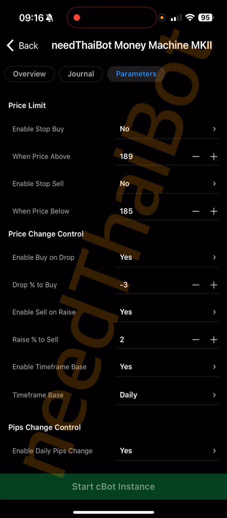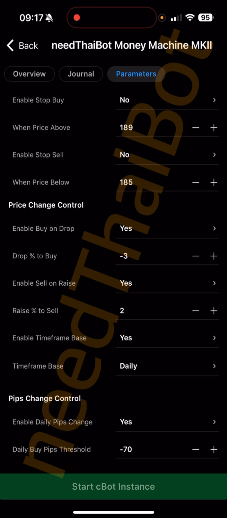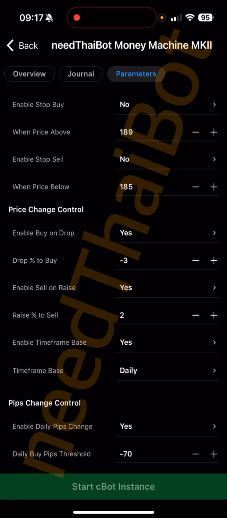So for example, if the price reaches 189, it will stop trading. This controls the price so the bot doesn't open positions when the price is too high or too low. It's similar to setting a price alert on your phone, but this is the price limit. You can set a high price and a low price, and the bot will stop when the current price hits that mark.